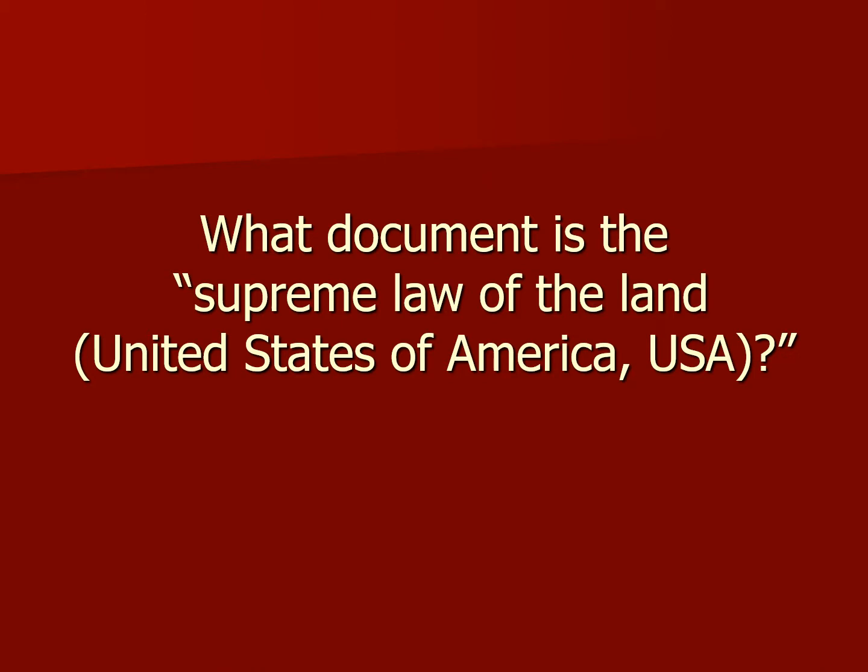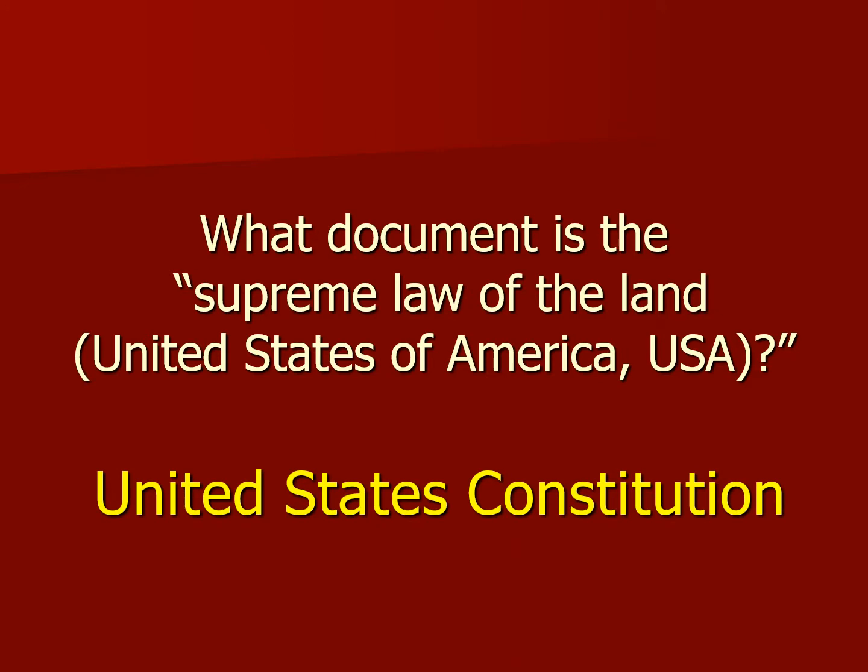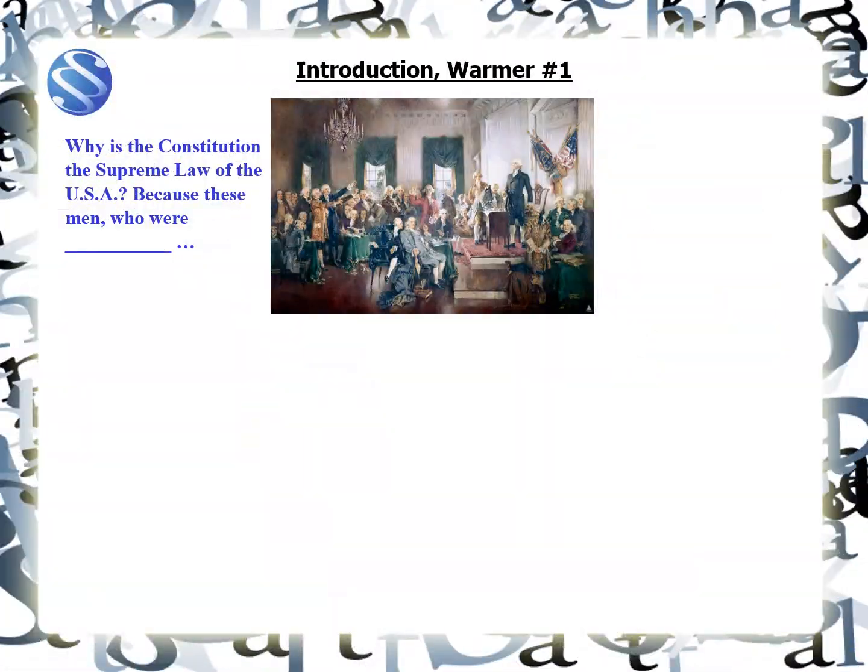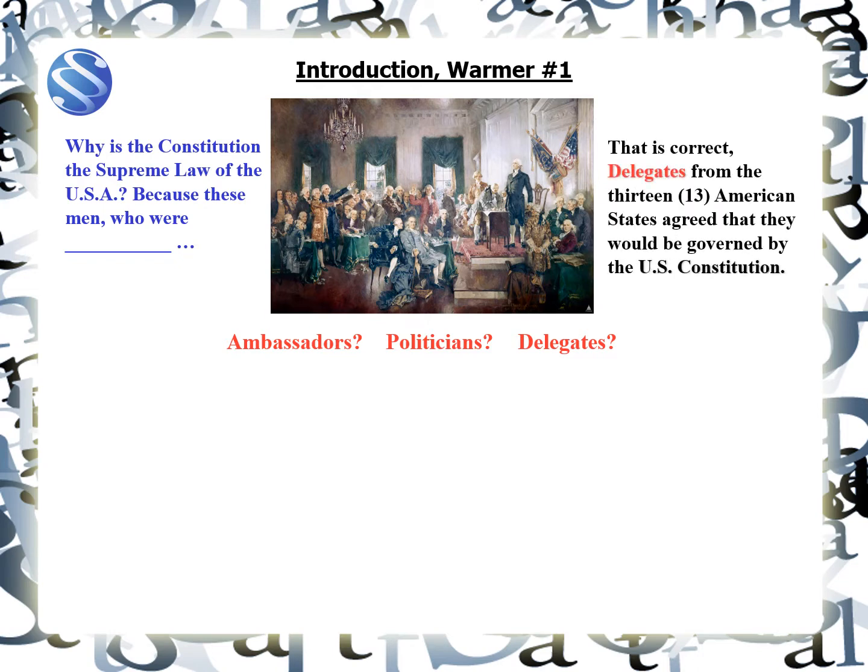What document is the supreme law of the land, United States of America, USA? Correct. United States Constitution. Why is the Constitution the supreme law of the USA? Because these men who were ambassadors, politicians, delegates, that is correct. Delegates from the 13 American states agreed that they would be governed by the U.S. Constitution.